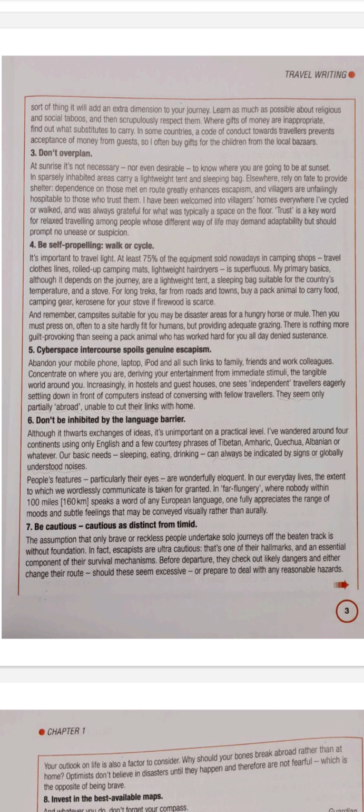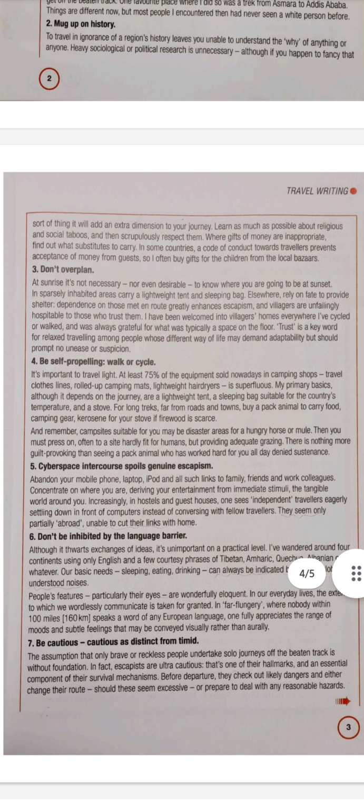And villagers are unfailingly hospitable, unfailingly kind to those who trust them. I have been welcomed into villagers' homes everywhere I've cycled or walked and was always grateful for what was typically a space on the floor. Trust is a key word for relaxed traveling among people whose different way of life may demand adaptability but should prompt no unease or suspicion. So, what should happen? What should happen is that you should trust the villagers. When you trust the villagers and they know and feel that you trust them, they are very, very hospitable to you.